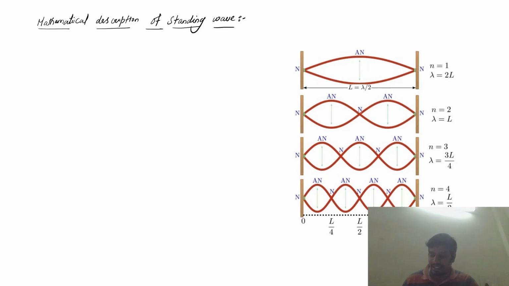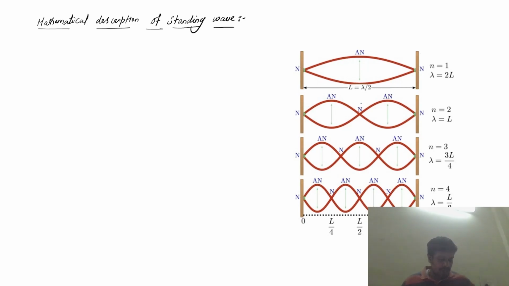So here N represents the nodal points. Now using the mathematics, we need to try to understand this figure, the right hand side figures. In general, there are two waves that will form the standing wave.